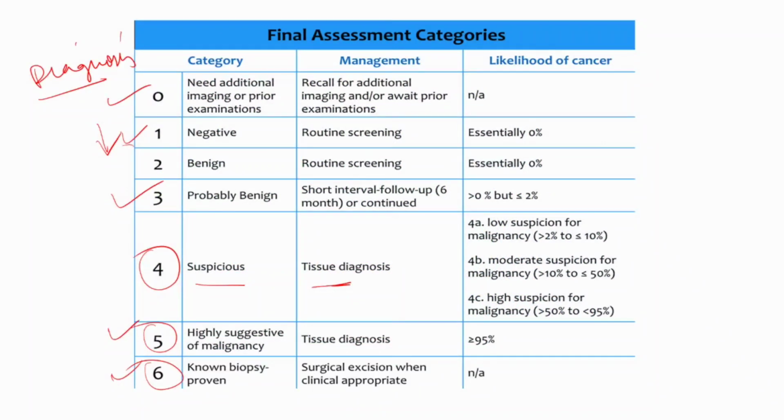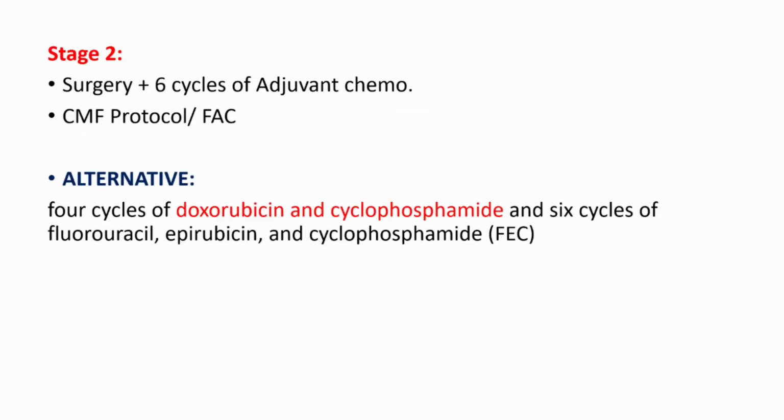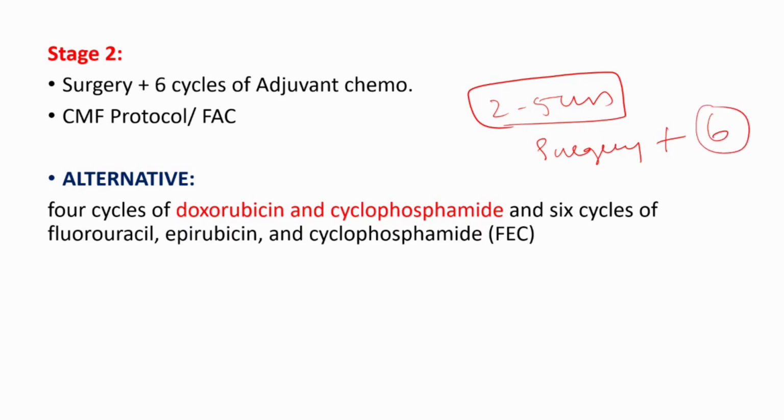And in stage 2, tumors of 2 to 5 centimeter in diameter are seen, and nodal involvement can also be seen. So here we have to go with surgery plus 6 cycles of adjuvant chemotherapy. In adjuvant chemotherapy, we have two strategies. One is the CMF protocol, or we can go with the FAC protocol. In the CMF protocol, we have cyclophosphamide, methotrexate, and 5-fluorouracil.